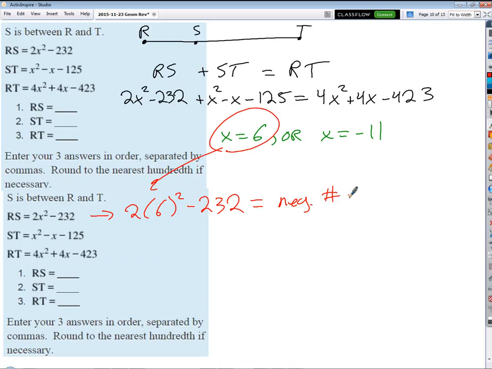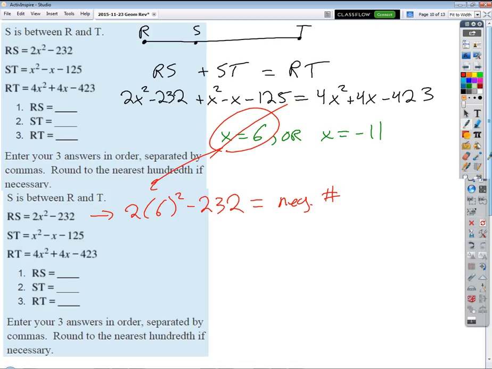So what do we know about the 6? That one didn't work, right? We can just cross that one out. X equals 6, even though it worked for the algebra, it doesn't work for the geometry. So we'll go try this one instead.